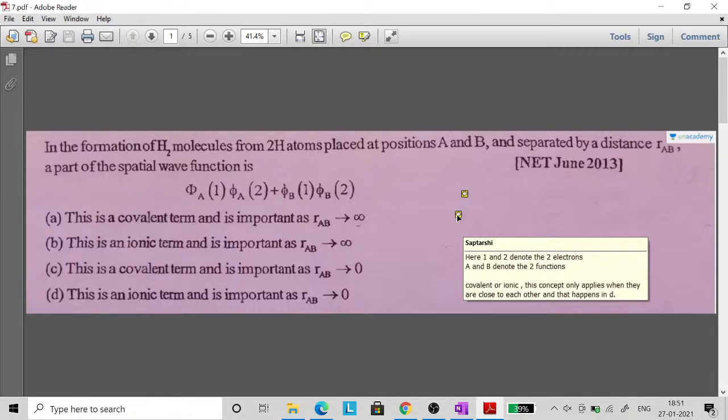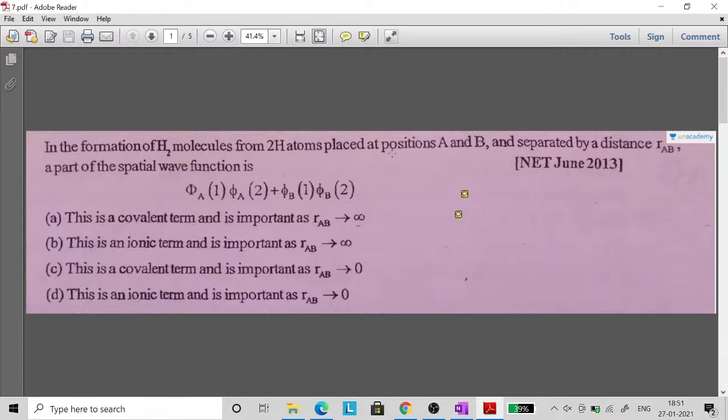Right, covalent or ionic, the concept only applies when they are close to each other, and that happens in D. So why is D the answer? Because see, both 1 and 2 are in A, and both 1 and 2 are in B. So it's not like chi A1 plus chi B2. That would be covalent because that's like mixing. But here both electrons are on the same atom and both electrons in another atom. So it's like ionic. They have to be close to interact, right? Both in covalent and ionic. So D is the answer.